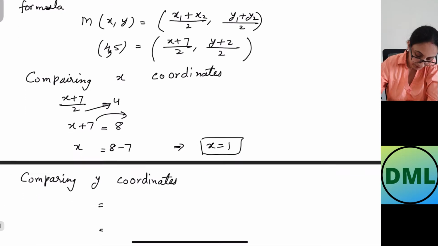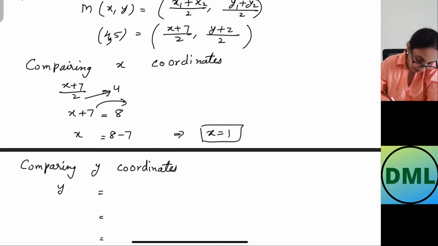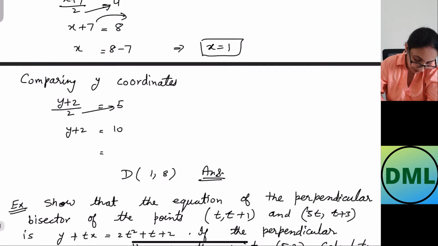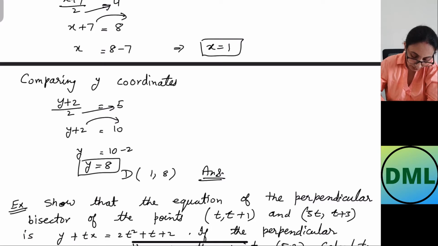Now comparing the y coordinates, we have (y plus 2) over 2 is equal to 5. Now do the cross multiplication here. It will be y plus 2 equal to 10. Move this 2 to the right hand side. It will be y equal to 10 minus 2. So y is equal to 8. So our D point has coordinates (1, 8). Let's see one more example.